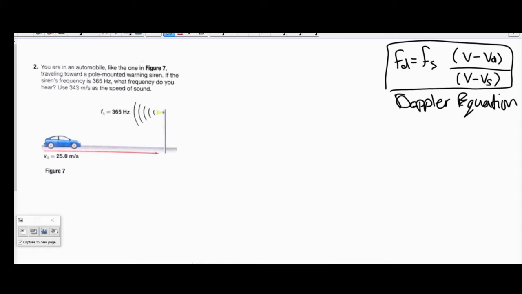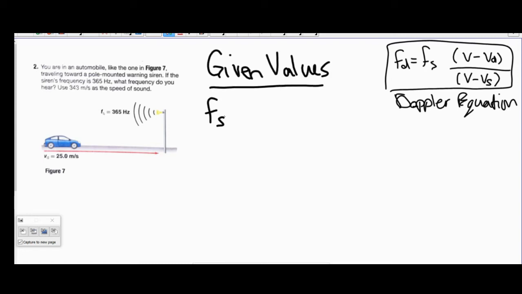Perfect. If we were given air temperature, we could calculate the exact speed of sound in air as it varies slightly depending on the temperature. We'll learn more about that later on in our heat units when we talk about the particle nature of matter. First, our given values. The frequency of the siren is 365 hertz.